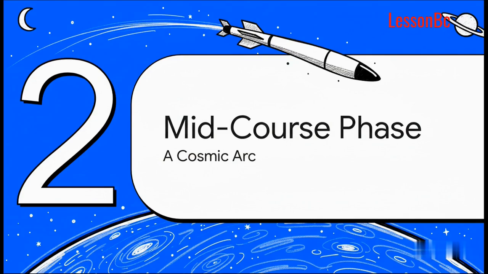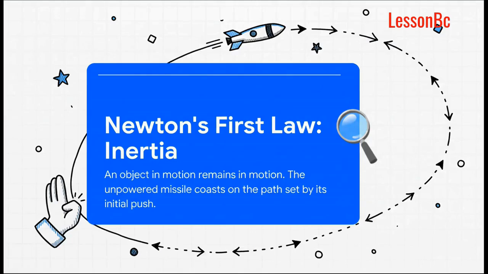Now the missile enters its second phase, a long, perfectly silent coast through the very edge of space. Welcome to the mid-course. At this point, the missile is completely unpowered. It's now moving entirely under the rules of Newton's first law, the law of inertia. An object in motion stays in motion.